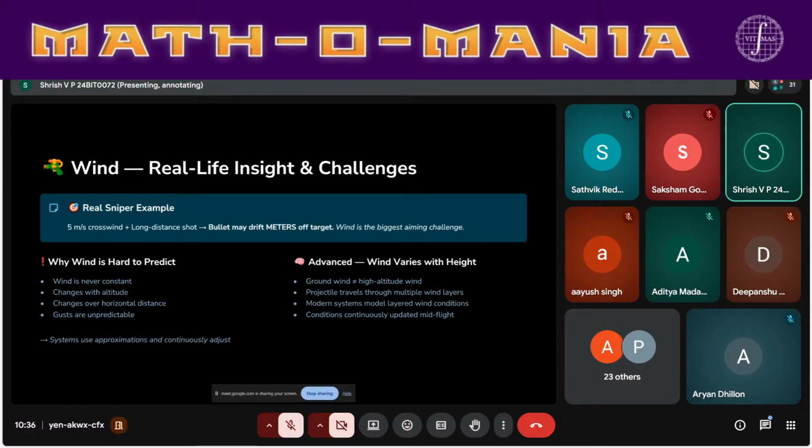Now let's see why it is difficult to incorporate the wind factor in real systems. Consider a real sniper example. Consider a long distance shot. Let's say there's a crosswind of just 5 meters per second. That might not sound like very much, but over long distances, this can shift the bullet by meters away from the target. So even if your calculations are perfect, a small error in wind estimation can lead to a complete miss. So wind is considered to be one of the biggest challenges in ballistic accuracy.